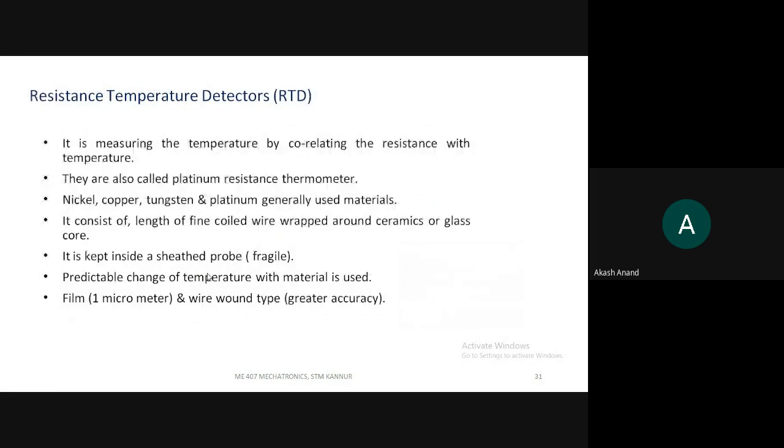And the next important temperature sensor is the resistance temperature detector, that is RTD. It measures the temperature by correlating the resistance with the temperature. It is somewhat similar to a thermistor. There is actually a relation between temperature and resistance, similar to that of a thermistor. But in the case of a resistance temperature detector, a small difference is there. I will show you. They are also called platinum resistance thermometers.